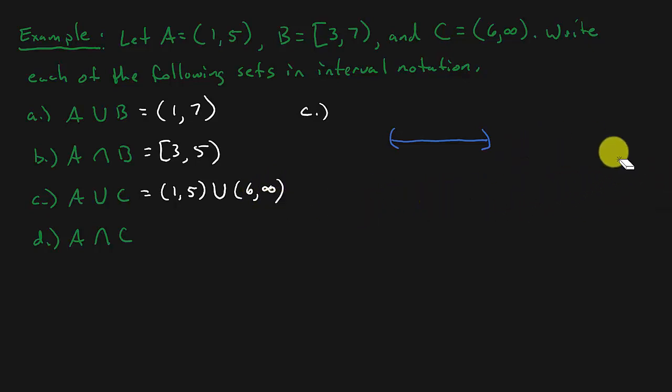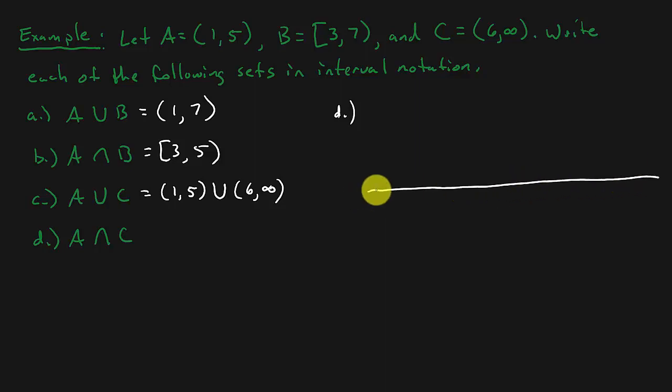All right, so let's do the last one. This is D. Draw our number line again. 0, 1, 2, 3, 4, 5, 6, 7, 8, 9. And then let's graph A. That is 1 to 5. C is 6 to infinity.